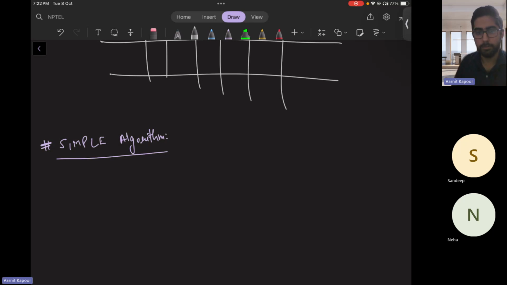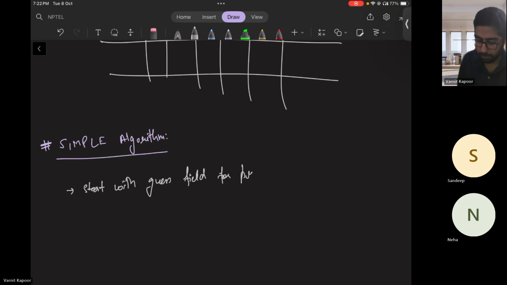So we had three control volumes, one for U, one for V, one for pressure. U means X momentum, V means Y momentum, and continuity equation for pressure. So we will start with a guess field for pressure. So we will assume that it is P star.